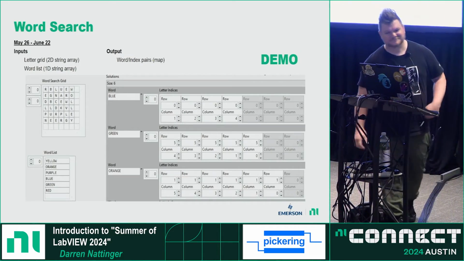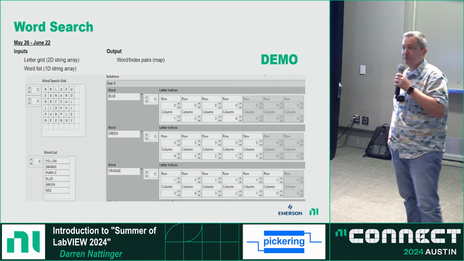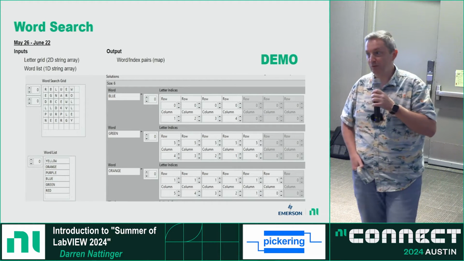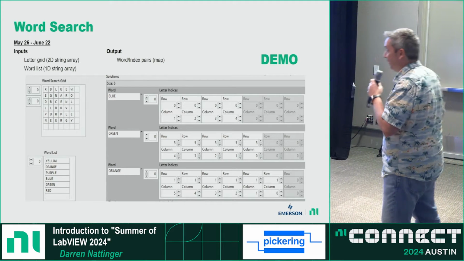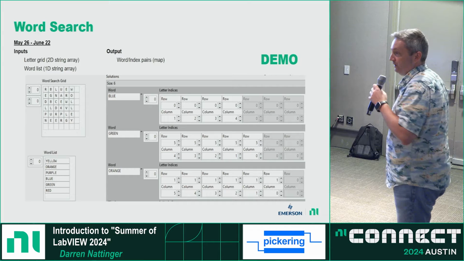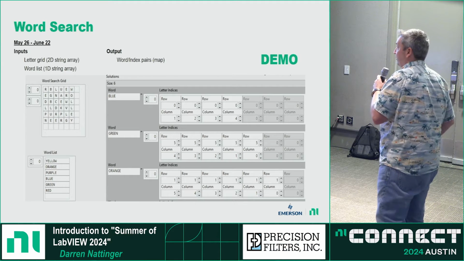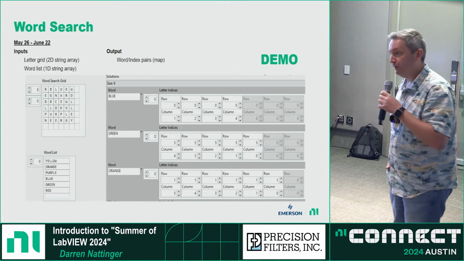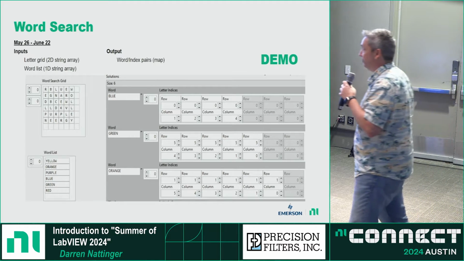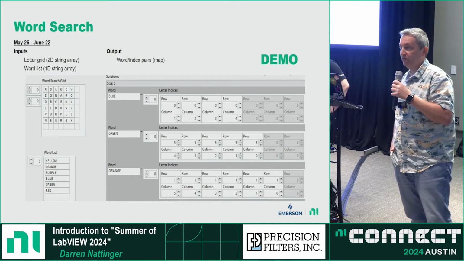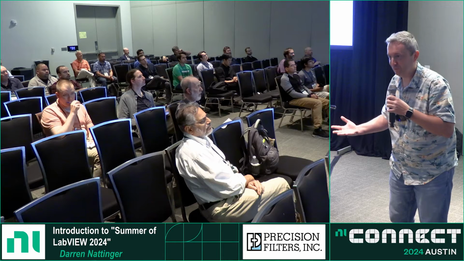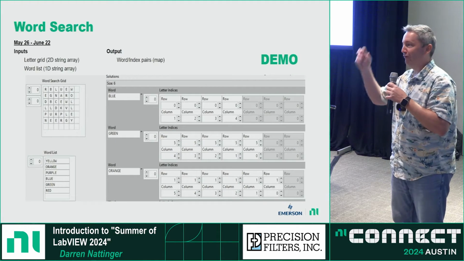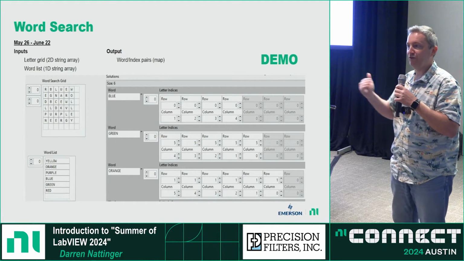All right. So our first challenge for Summer of LabVIEW 2024 is a word search. So this is probably our simplest challenge that we're starting with. And if you look at the screen, that is basically the front panel you're going to be working with. The inputs to your VI, which you're going to have to write, are a 2D array of strings and a 1D array of strings. And the 2D array of strings is the letters. Hopefully everybody in this room at least knows what a word search is. It's a grid of letters, and you have to search through that grid to find a list of words.